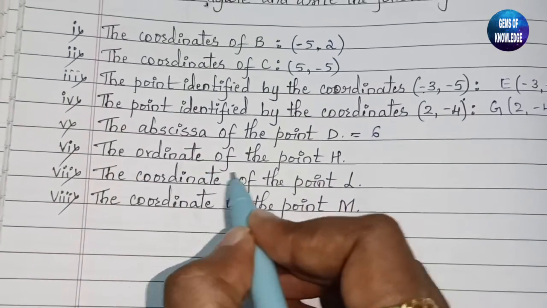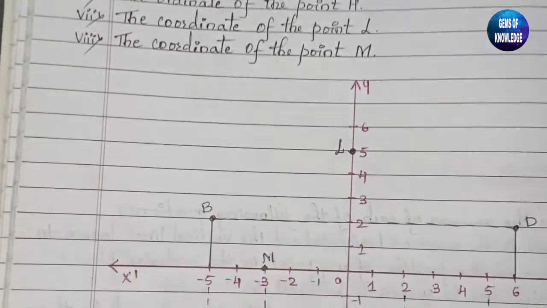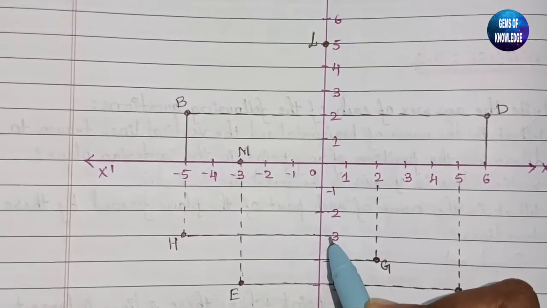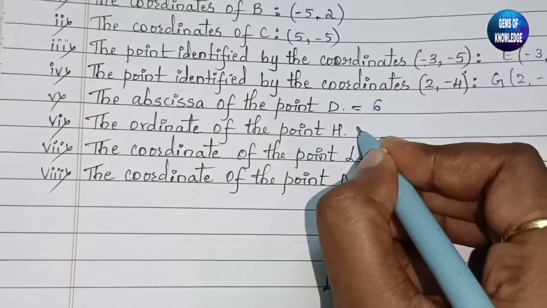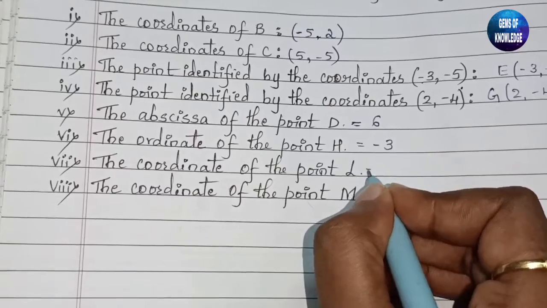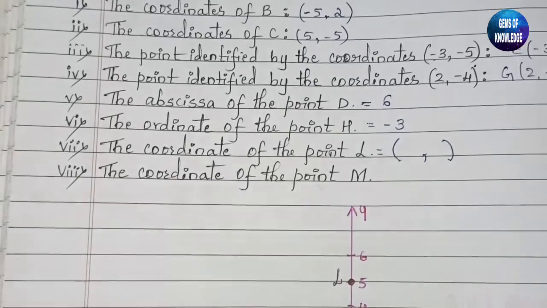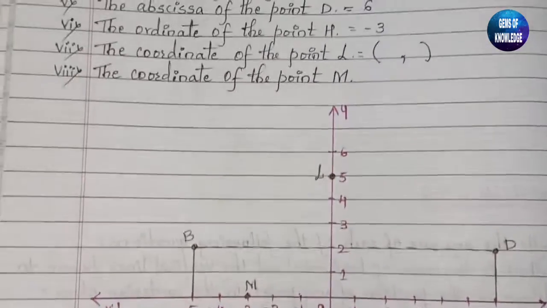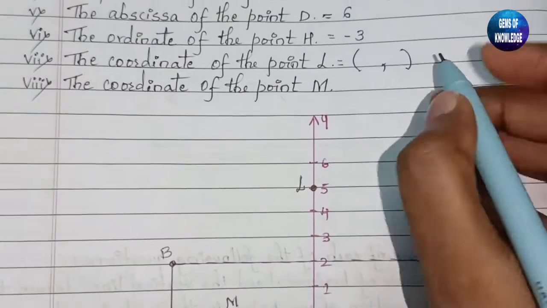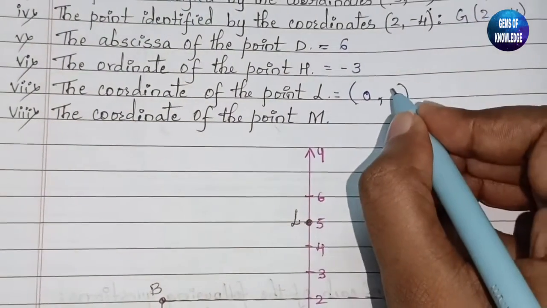Next, the ordinate of the point H. Ordinate is nothing but the y-axis value of H they are asking. At the point H, what is the ordinate? The ordinate is on the y-axis, and it is -3. So you are going to write it as -3. Next, the coordinates of point L. Coordinates means you need to write it in x, y format. L is present on the y axis. It means its x value will be 0. What is the y value? It is 5.